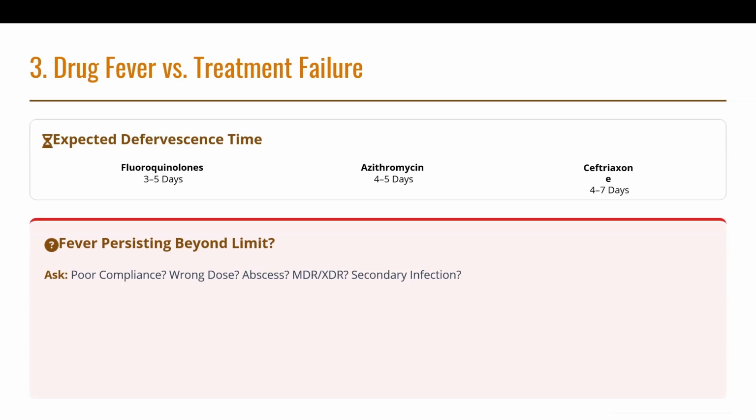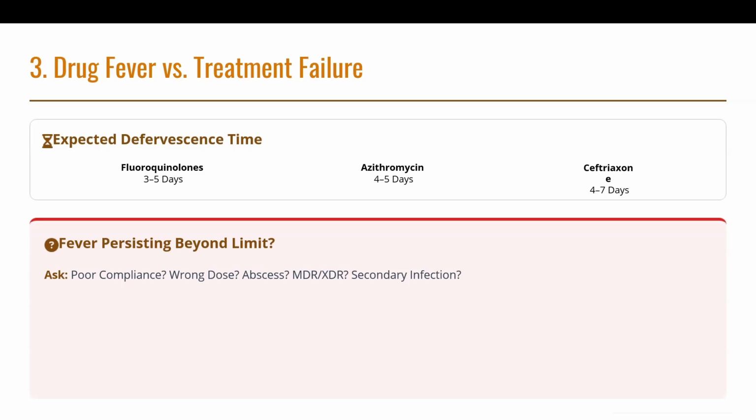The expected effervescence time for the commonly used antibiotics: fluoroquinolones are not commonly used nowadays in India because of extensive fluoroquinolone resistance. For azithromycin it is usually 4 to 5 days, and for ceftriaxone it is 4 to 7 days. The fever effervescence time is the time from initiation of antibiotics to the resolution of fever.